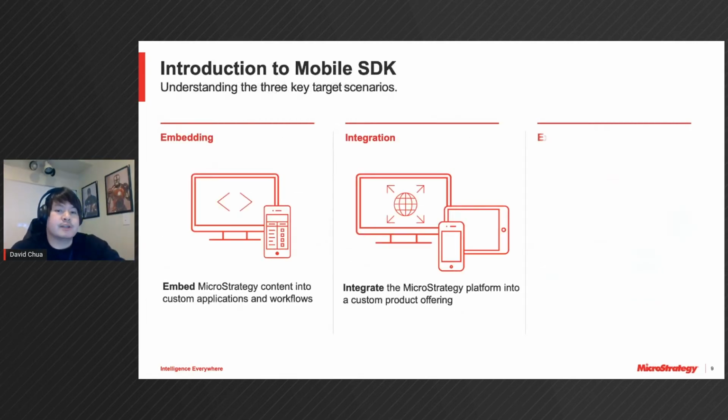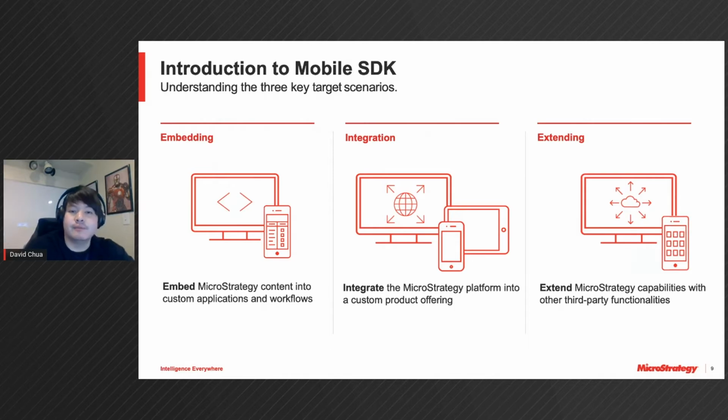And to understand, there are three different key scenarios when using mobile SDK. The first one is embedding, which is adding the MicroStrategy content into your application. Integration, basically using MicroStrategy data to support your own custom app. And extending, which is using third-party applications such as ARKit to consume and process MicroStrategy data.